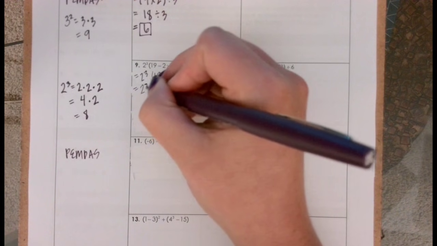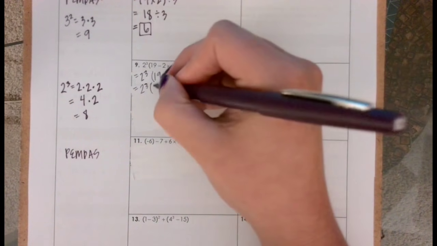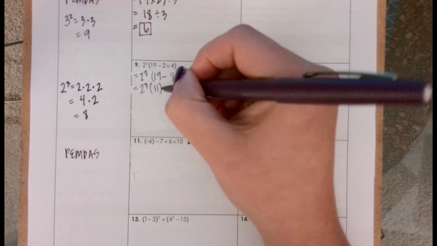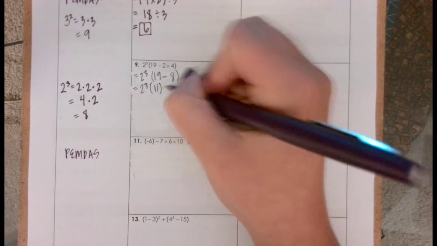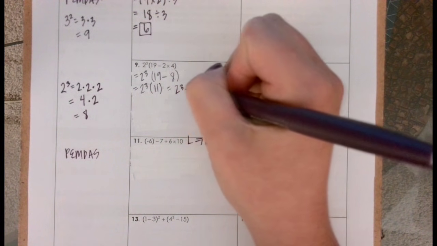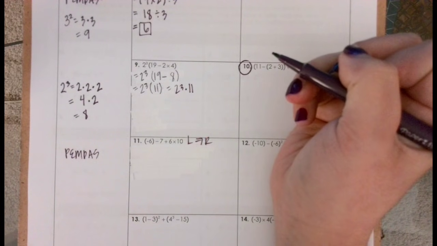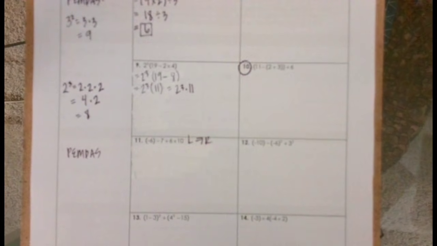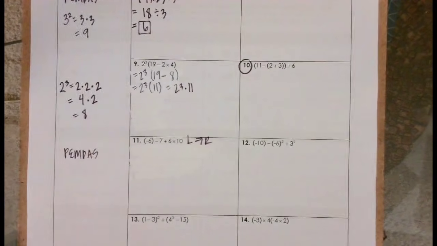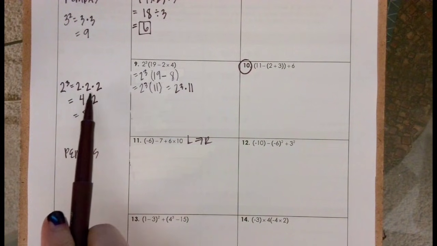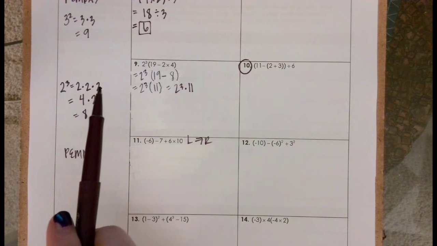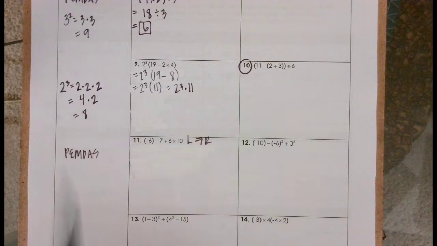Now I just need to get rid of my parentheses. 19 minus 8 is 11. Now remember, this just means multiply. Now that I've gotten rid of my parentheses, I need to evaluate my exponents next, because that's what the E stands for. 2 to the 3rd power is really 2 times 2 times 2. So 2 times itself 3 different times, which gives me 8.